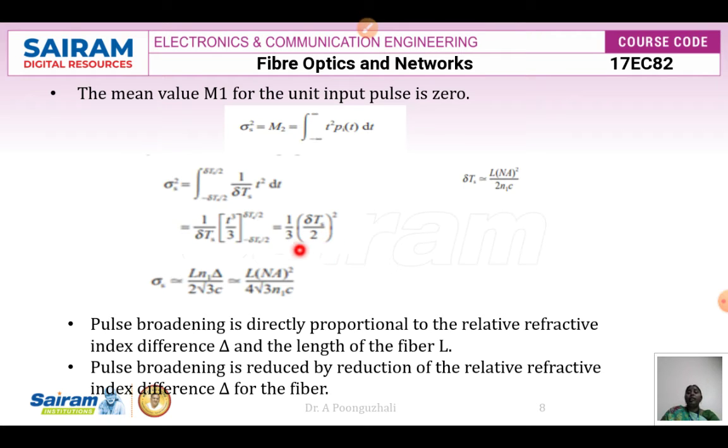Now we want to find out the pulse broadening there. So sigma s is nothing but L n1 delta divided by 2 root 3 c. Or we can write it as L into numerical aperture the whole square by 4 root 3 n1 c, because delta Ts is nothing but L into NA the whole square divided by 2 n1 c. So we substitute this delta Ts value, and the 2 is going to be multiplied, giving 4 into n1 c into root 3. That is what we are going to write.